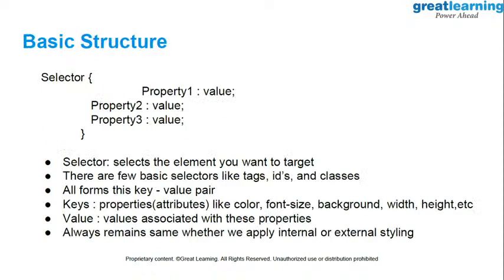Now what is the basic structure of CSS? You first write the selector. We will talk about these selectors in detail. First there will be a selector, then a property, and then its value. If you see the file opened in front of you, it's written that selector, then the property and its value, then property 2 and its value, then property 3 and its value. We'll see examples in detail after some slides. The selector selects the element you want to target. Let's suppose you want to target a head tag, right?